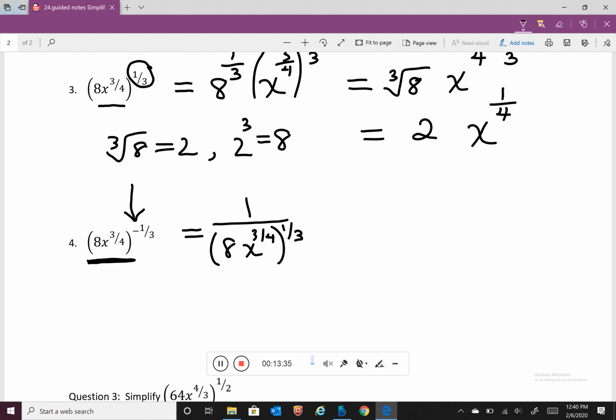But isn't this exactly now what we had from problem number 3 right here? This is all the same. And so this will give us 1/2 times x to the 1/4. Make sure you take some time to process that.